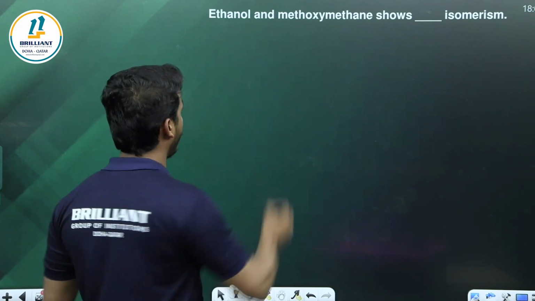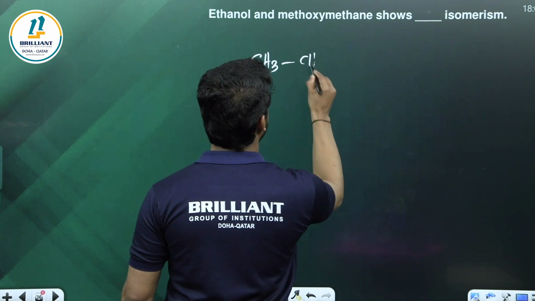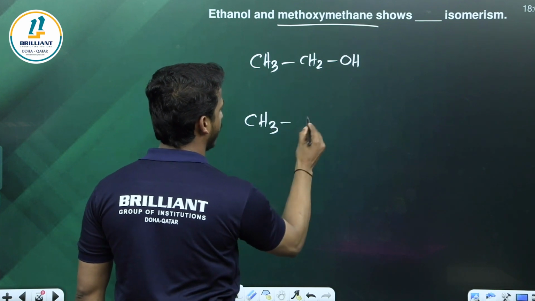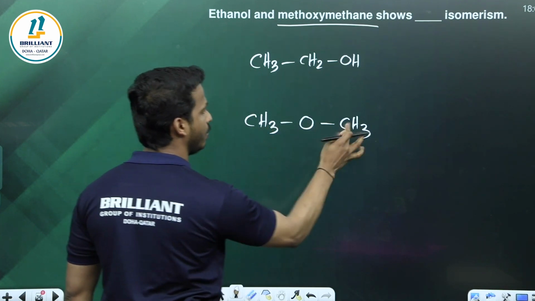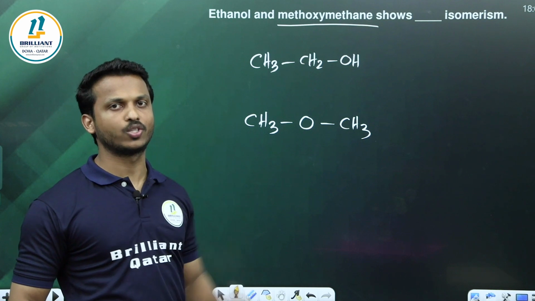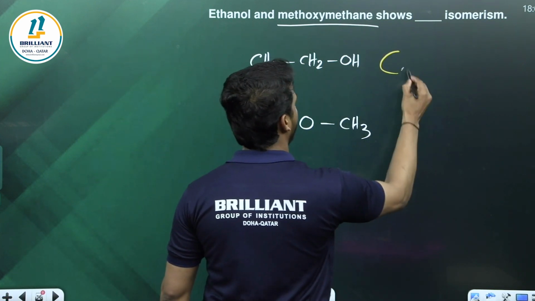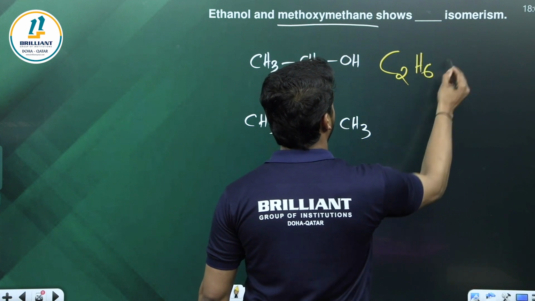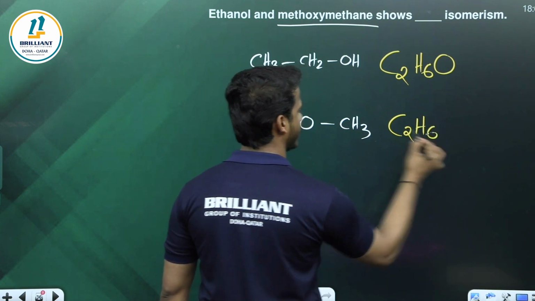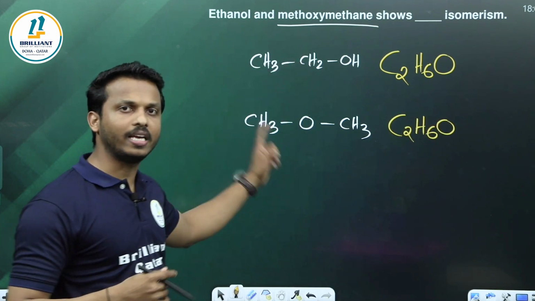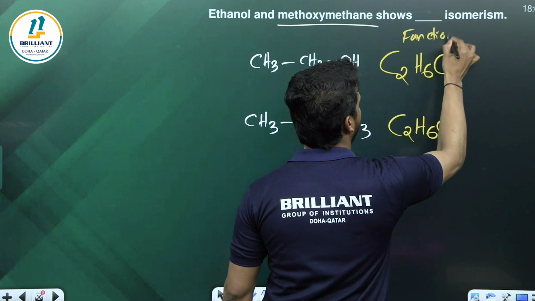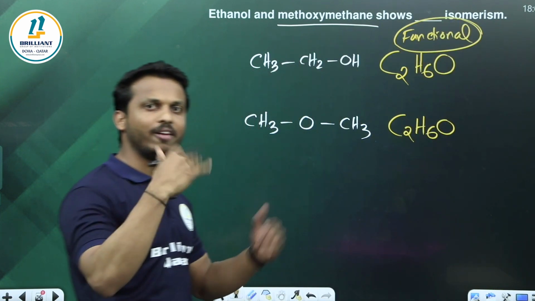Another question, ethanol. What is ethanol? You know, ethanol is CH3CH2OH. What is methoxymethane? Methoxy, CH3O, methoxymethane. This is an ether. I already told you, alcohol and ether show functional isomerism. What is the formula? 2 carbon, C2, 6 hydrogen and 1 oxygen, right? So alcohol and ether, what type of isomerism is that? Functional isomerism. Same formula, but different functional group.